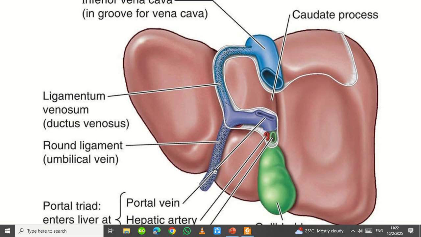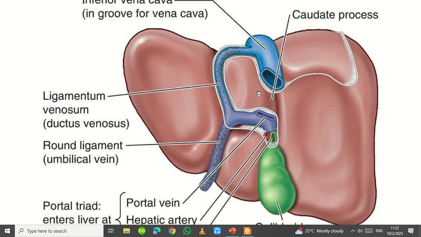Right, this is your ligamentum teres hepatis that is obliterated, and this is your ligamentum venosum, the remnant of your ductus venosus. And this is your porta hepatis, where you have the entrance of your portal triad, right? So you have your portal vein, your hepatic artery, and your bile duct, together with some lymphatics as well as sympathetic and parasympathetic nerves.